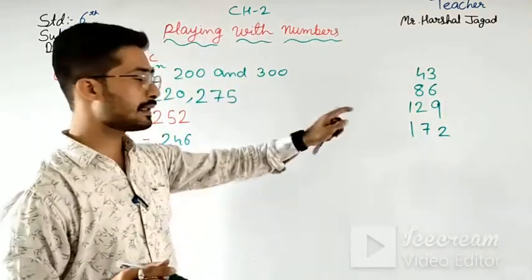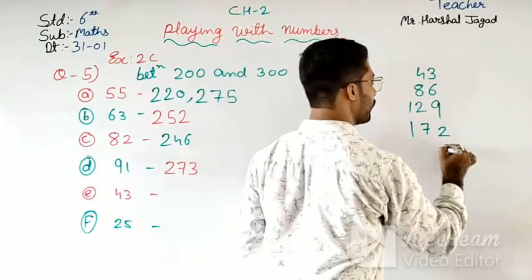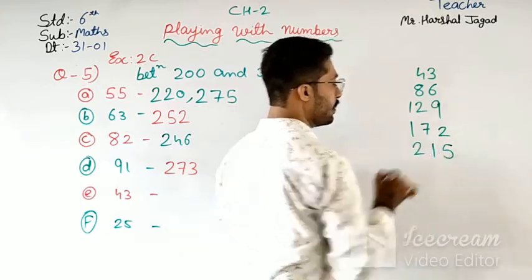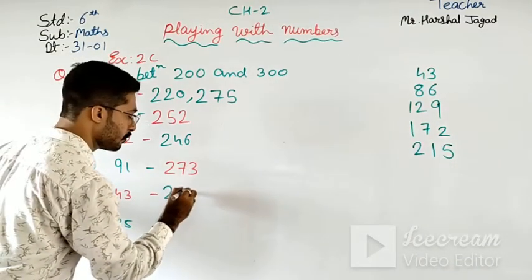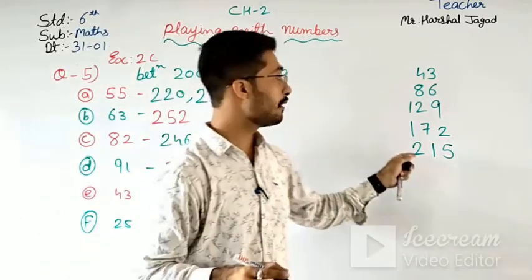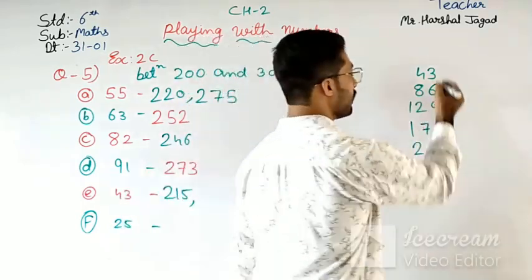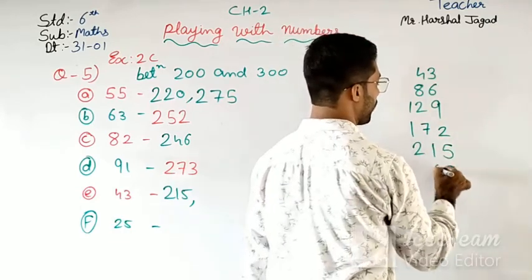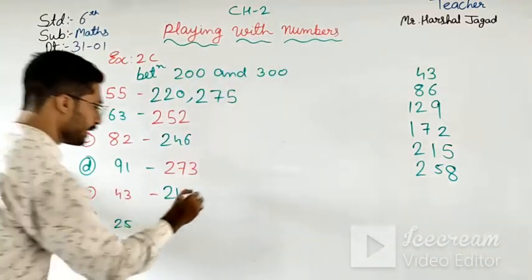That is also not more than 200. Adding again 43 in it, that is 2 plus 3, 5. 7 plus 4, 11. 1 plus 1, 2. So the first multiple we will get, that is 215. Now next one, that is adding more 43 in 215, then we will get 5 plus 3, 8, 4 plus 1, 5, and here 2. So it will be 258.